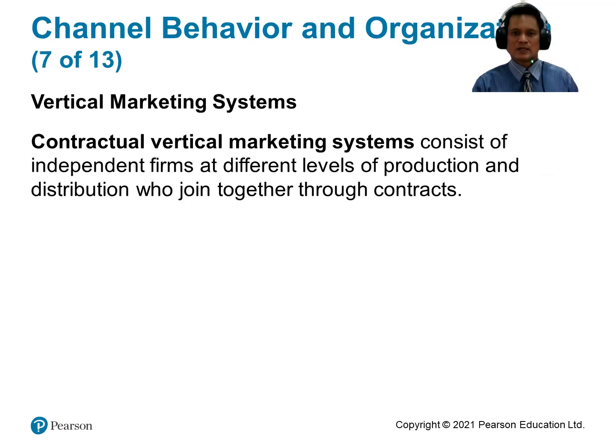The difference with the contractual vertical marketing system is that it consists of independent firms at different levels of production and distribution who join together through contracts. Because they have a contract, they join together to be involved in the marketing system, such as the wholesalers and retailers. They are contracted to the suppliers to distribute the products, goods, and services to customers. So they are under contract.